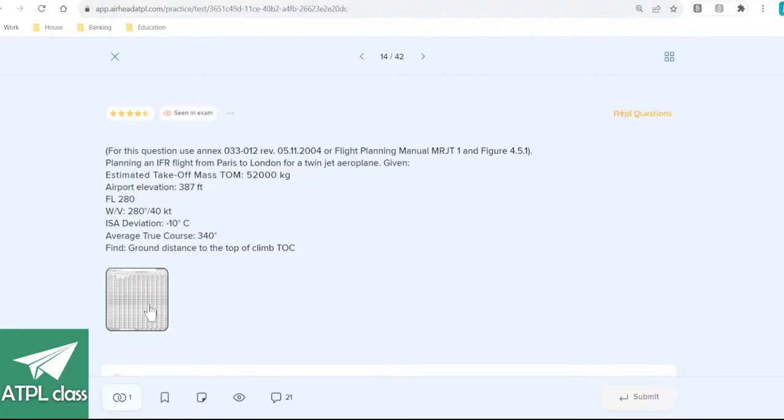For this question, use this annex. Right, this looks like a long one, doesn't it? Estimated takeoff mass, Paris to London, twin jet. I'm going to write these numbers down before I go into the graph. We've got 52,000 kgs, airport elevation 387 feet, flight level 280, wind 280 at 40, minus 10 degrees ISA deviation, course of 340 degrees. And we're looking for the ground distance to the top of climb.